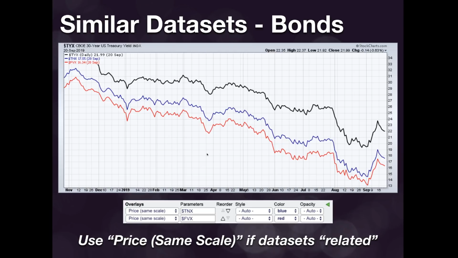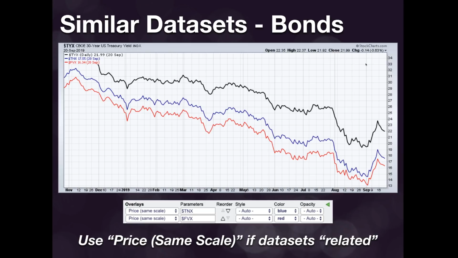And then secondly, I set this up completely differently. Before, I was using an indicator, the price indicator. Now I'm using the price same scale overlay. So this is up in the overlays section of the SharpCharts workbench. And by using price same scale and putting in the ticker symbols, leaving everything else the same except for the color, that's how I get them all onto this same scale.